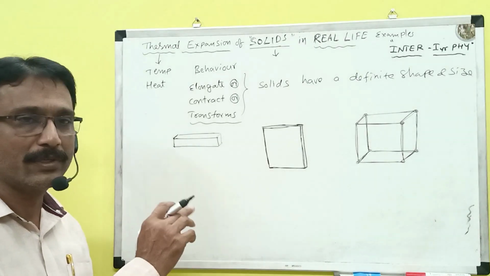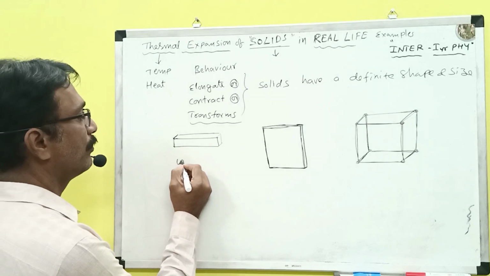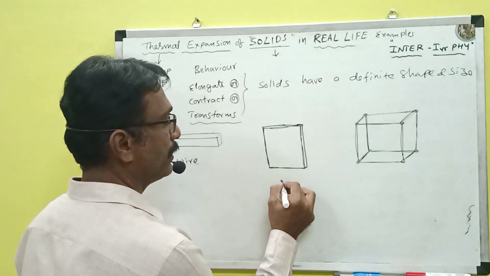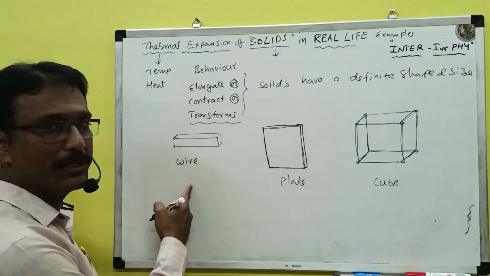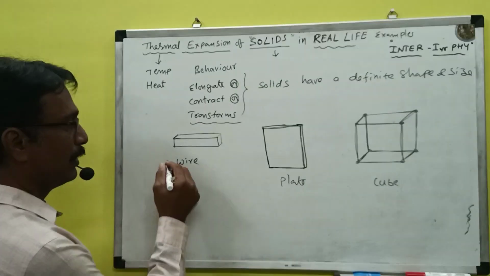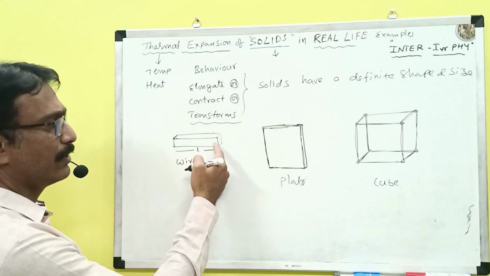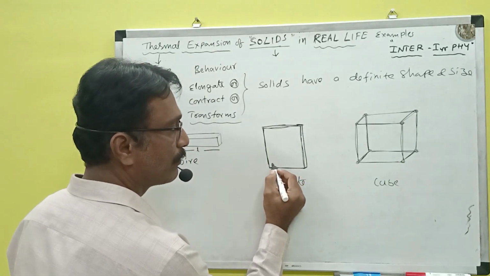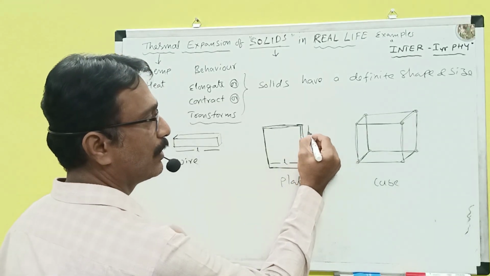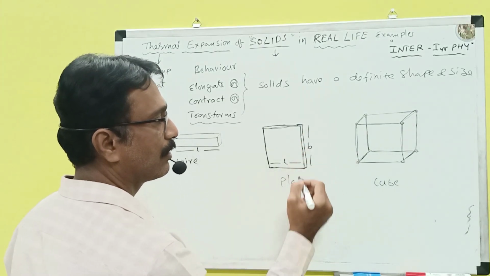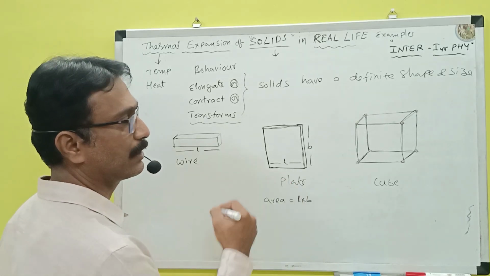Now we can see the examples for solids. We have to take three different materials, like in the form of a wire, a plate, and a cube: one dimension, two dimension, and three dimension. If it is one dimension, we can consider its length is L, and area is very less. In the case of the plate, the length is L, and the width of the plate is B, so area is equal to length into breadth.